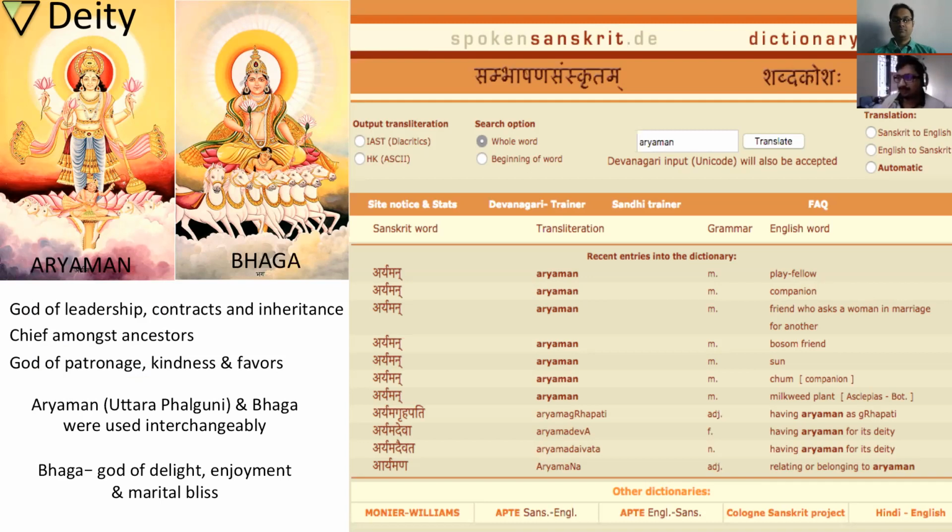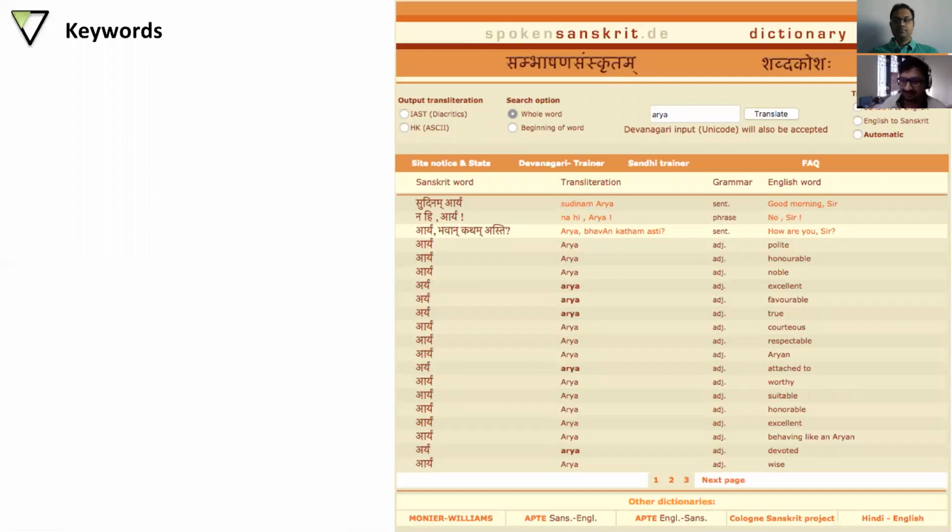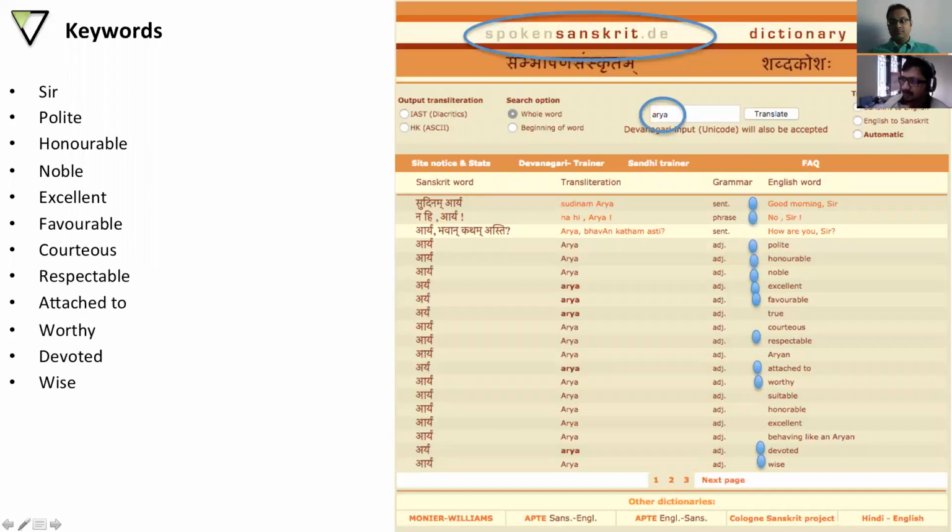Now, from here on out, I'm going to show you how to do research on this. What I've done here is go into the spoken Sanskrit dictionary and put in Aryaman, looked at the meanings you could get, and then tried to connect them with the nakshatra themes, like the deity energy. I can do it with each individual word connected with the deities, all the Sanskrit words connected with Uttara Phalguni. These are the different meanings you get, of which certain keywords pop out with respect to Uttara Phalguni.